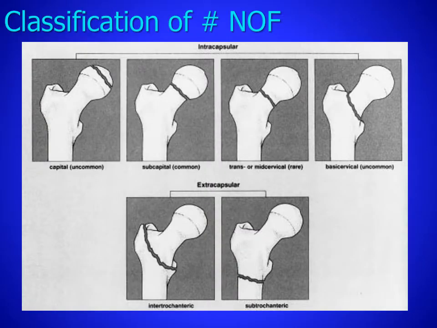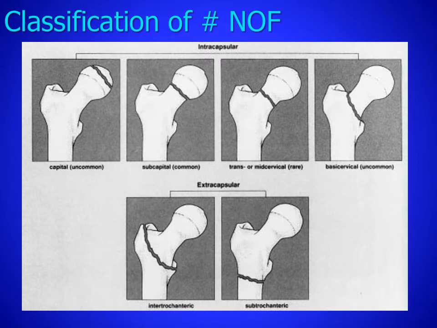Let's next look at hip fractures. Depending on the level of the fracture, you can differentiate between capital fractures, subcapital fractures, trans or mid-cervical fractures, basal cervical fractures, intertrochanteric fractures, or subtrochanteric fractures. This is relevant as, depending on the level of the fracture, different treatment options are available.